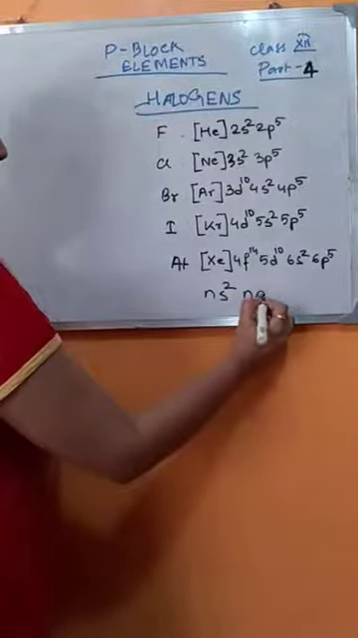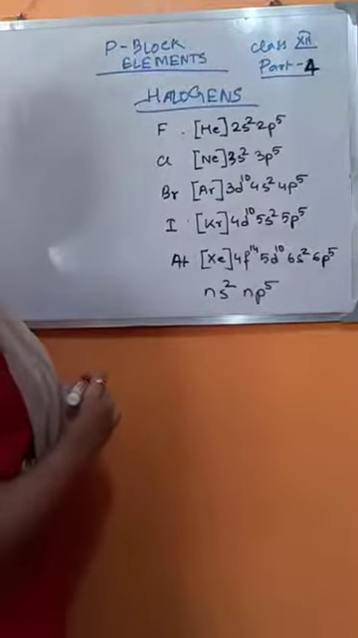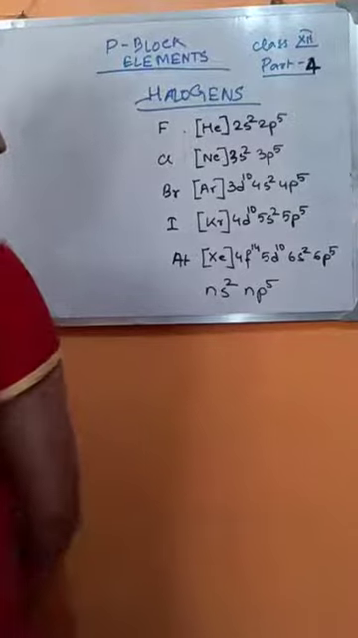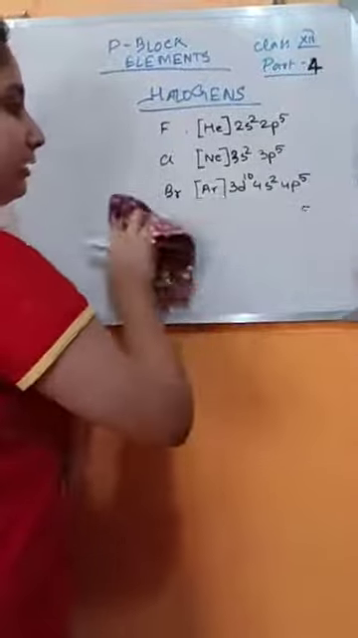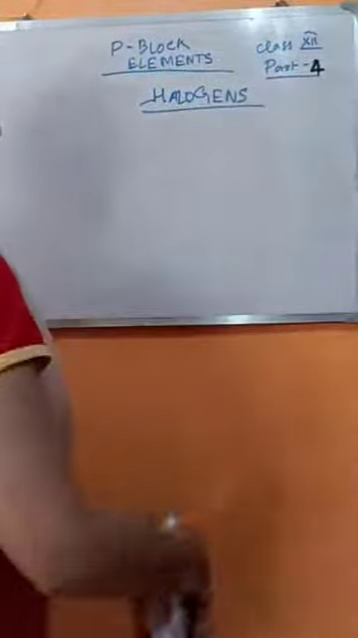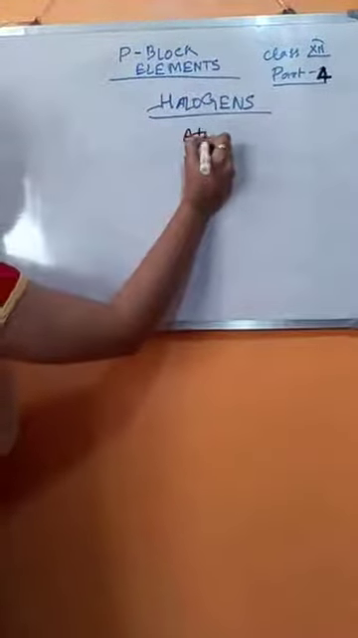ns2 np5, where n is the number of shells. Okay. Now I'll come to the trends in the physical properties. Among the physical properties, first is atomic radii.